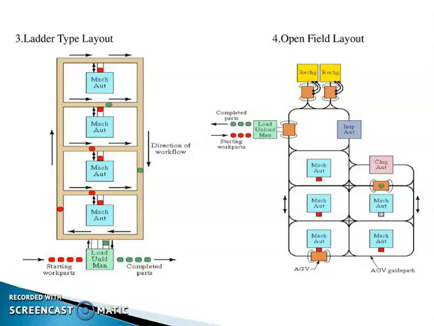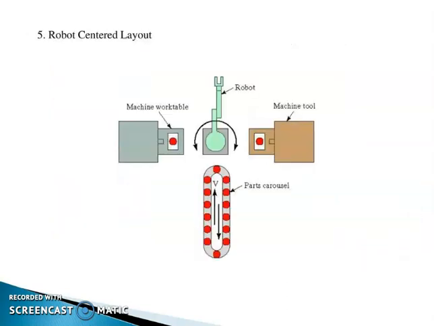Then next one is open field layout. It consists of multiple loops and a number of machines which are arranged within a large space for processing a large family of parts. And the next one is robot center layout. A robot center layout uses one or more robots for the material handling system. The robot is equipped with a gripper or tool.